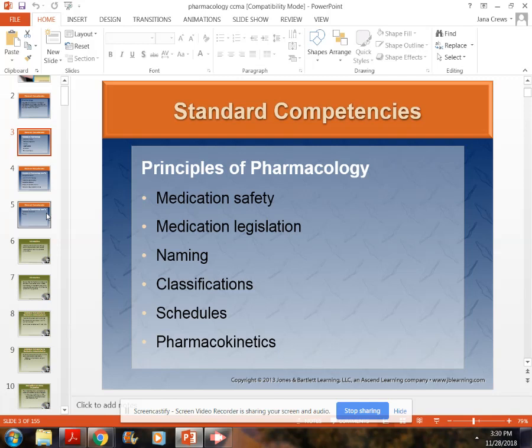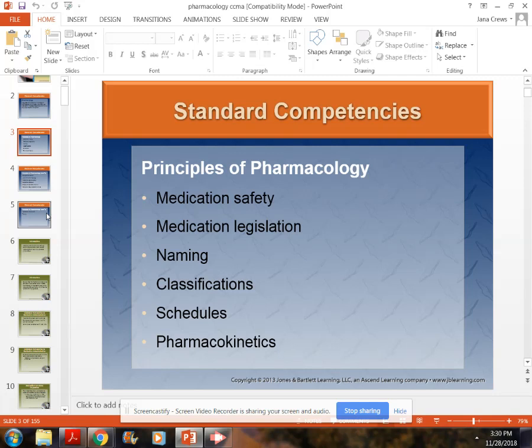Medication law, you've got to know about the legal aspects of medication, because you don't want to get yourself or your provider in a situation where you're breaking the law. Naming, generic, brand name, what the difference is, why everything has a generic and a brand name, and some things are sold as a generic, some are sold as a brand name only.